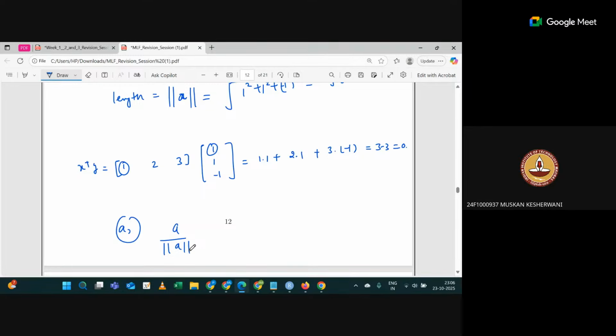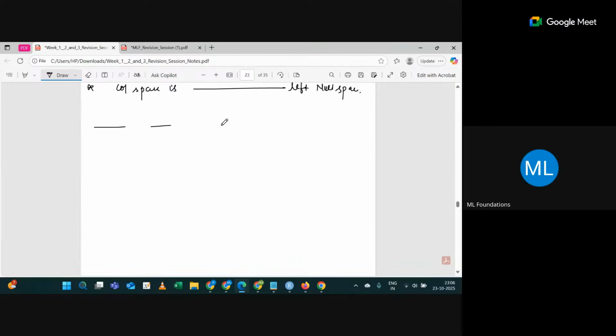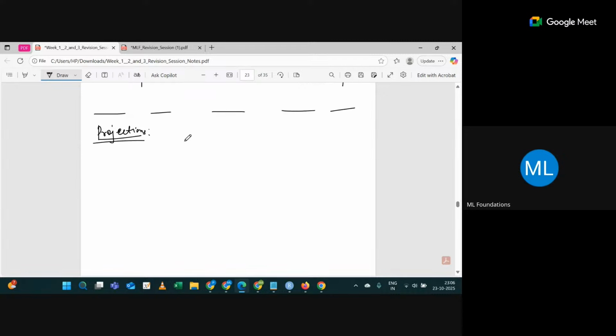Okay, so the next concept is called projections. I will quickly go through this projection. Why projection and all, you can explore more on it. This is just for revision. So what is the projection? Let me draw some graph, and I will derive the formula, so you see where it came from.